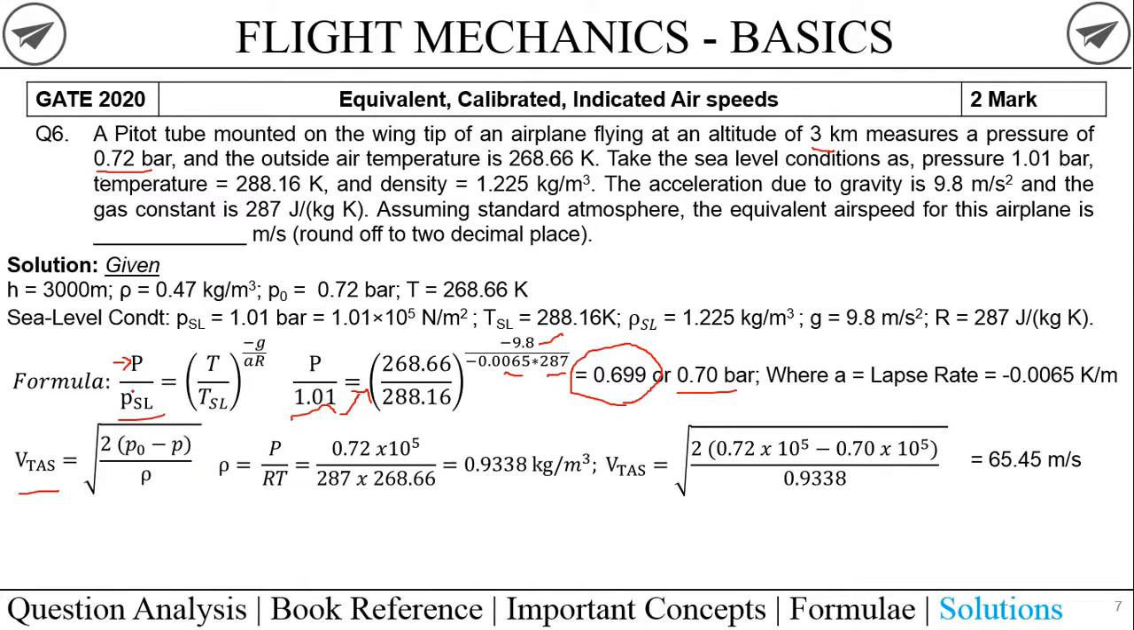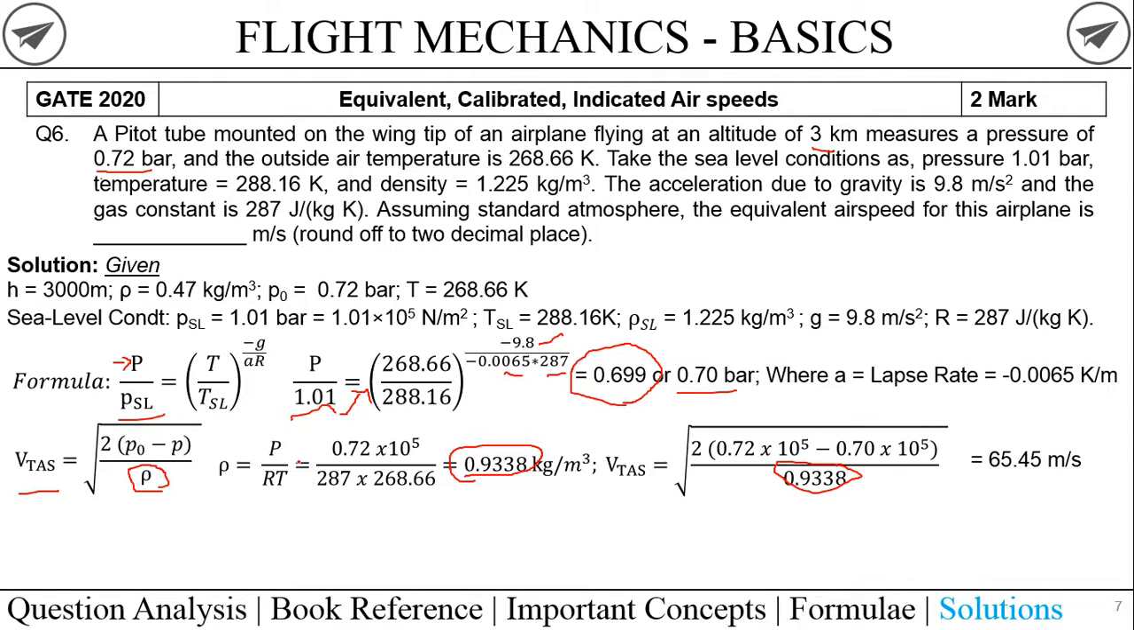So here, when we substitute in the values, the square root of 2 times 0.72, the value measured over here, times 10 to the power 5 minus 0.70 times 10 to the power 5. So this is in pascals. Now we substitute the density. The density at that particular altitude isn't mentioned over here. They have provided the pressure and temperature, but they haven't provided the density. So for finding the density, you can use the equation of state, that is P is equal to rho RT, and rearranging you will obtain the relation for density. Density is equal to P by RT, and if you substitute the values, the static pressure 0.72 times 10 to the power 5 divided by RT, you will obtain the value 0.9338.